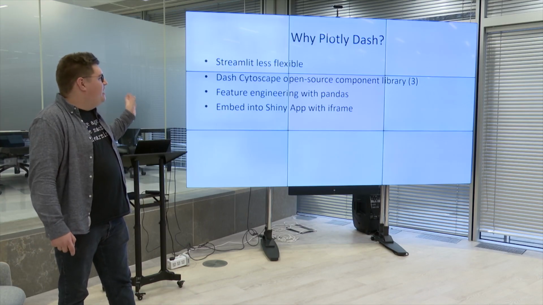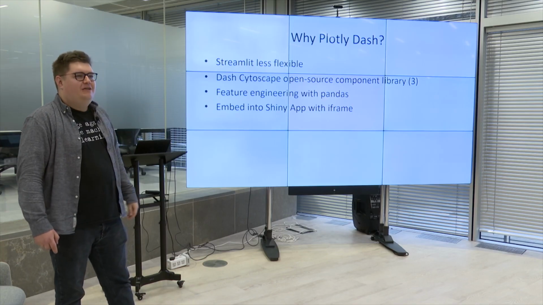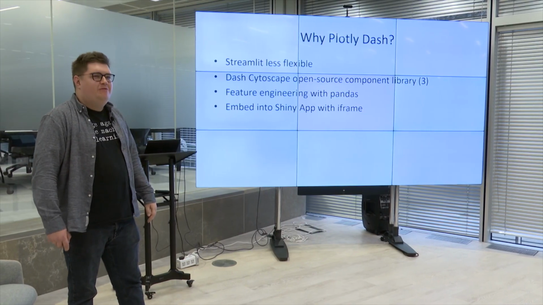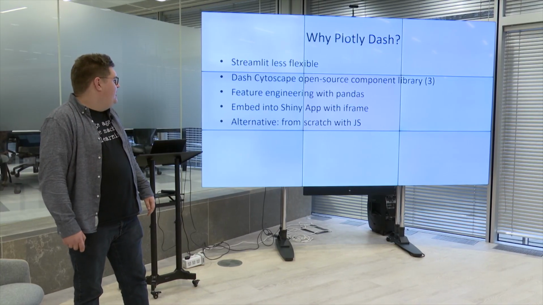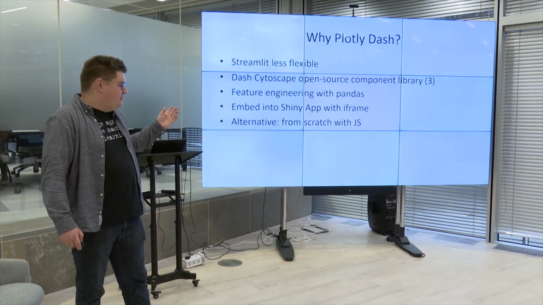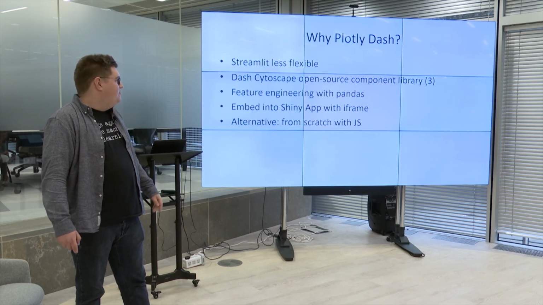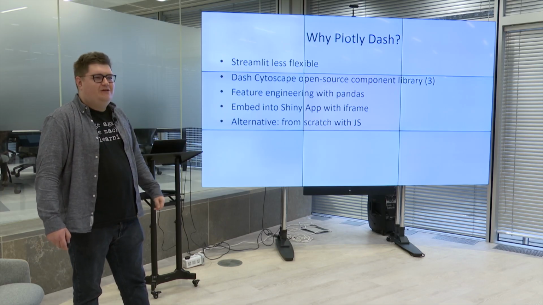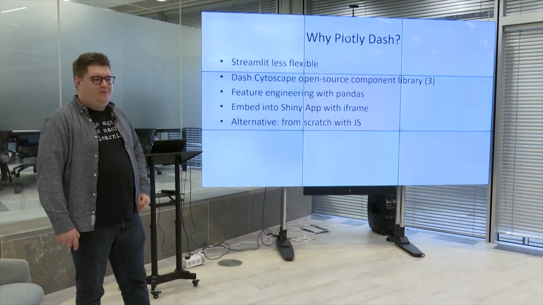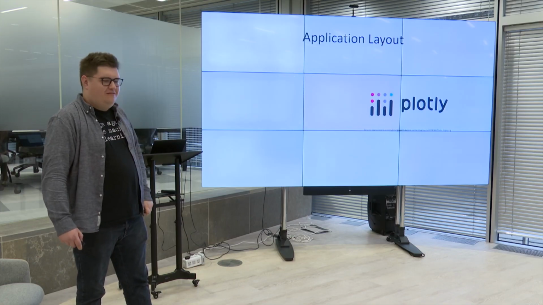And in the app that you actually see in our demo, the Plotly app is embedded in the Shiny app with an iframe. That worked out really well and I didn't have any performance problems with that, which is really nice. The other alternative would be to build it from scratch with JavaScript, because the Cytoscape library is also available in JavaScript. So you could do that too, but it wasn't doable in the scope of the project.